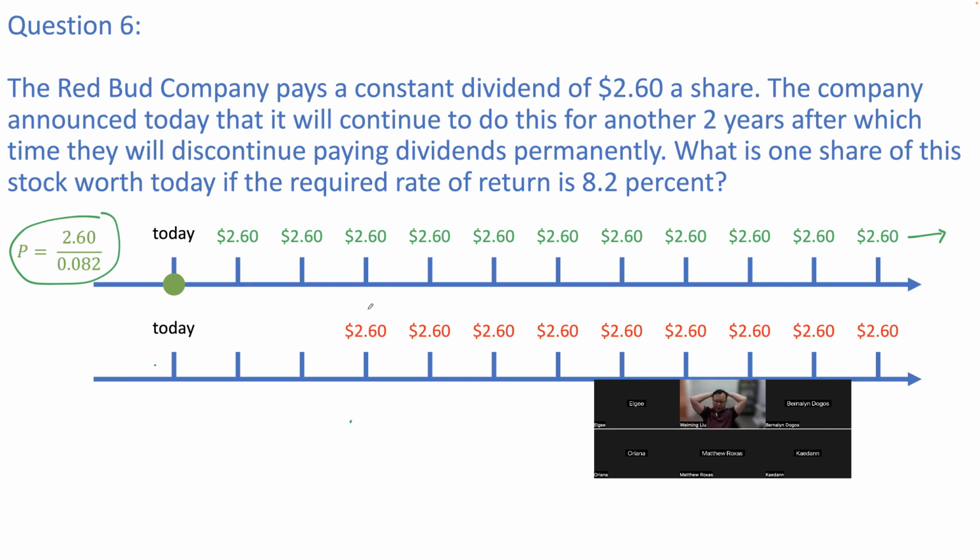So compare the bottom model. We are missing 2 years of dividend payment, right? So your present value should be lower, right? You are missing 2 cash flows. But how do you calculate this?